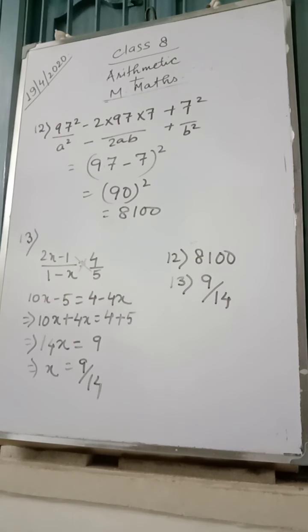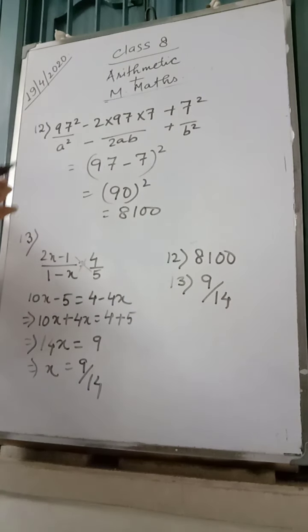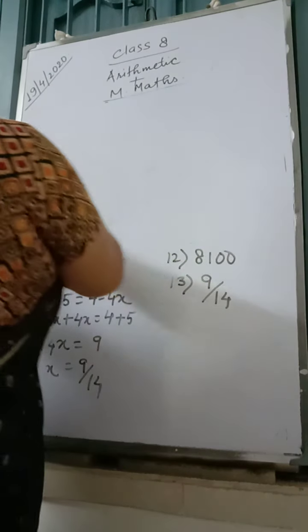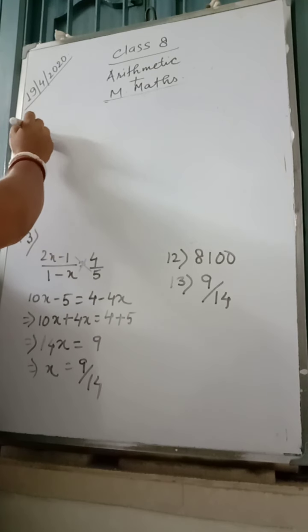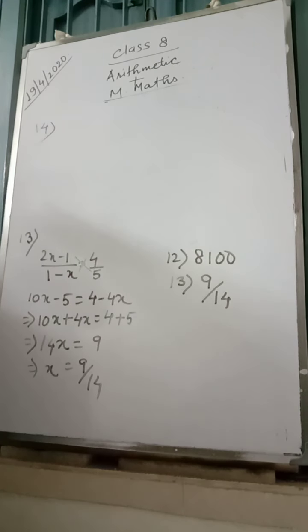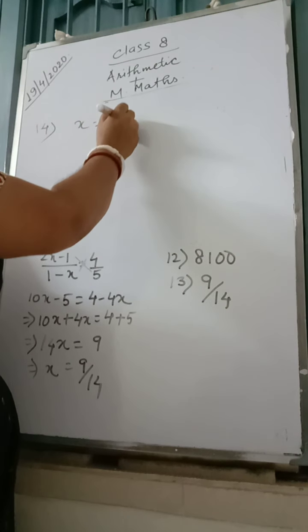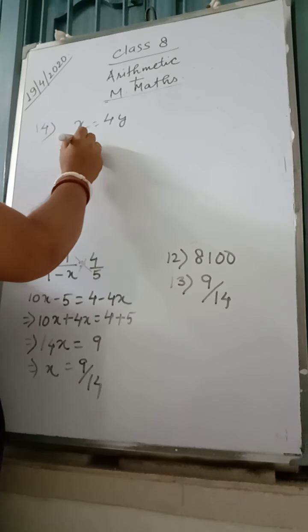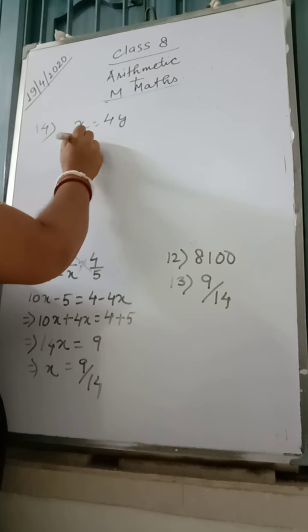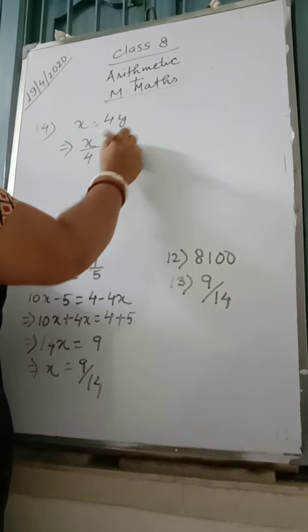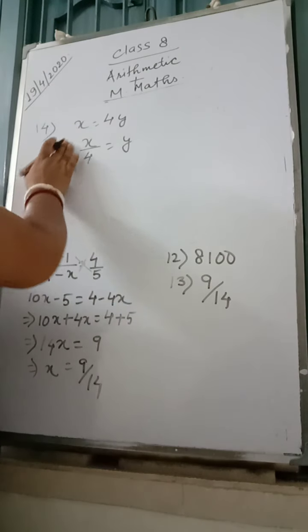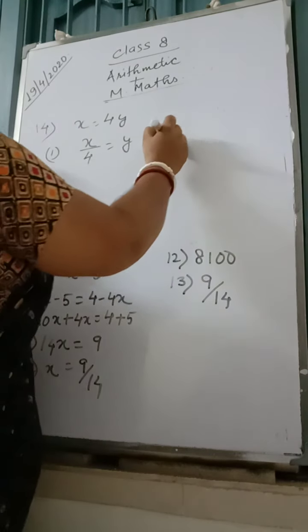Look at question number 14. If x is equal to 4y, then the variation is... Variation means what other identities or formula you can form with this. X is equal to 4y. So what we can write? That is x by 4 is equal to y. This is the first variation. This is number 1. Or number 2, what we can write?